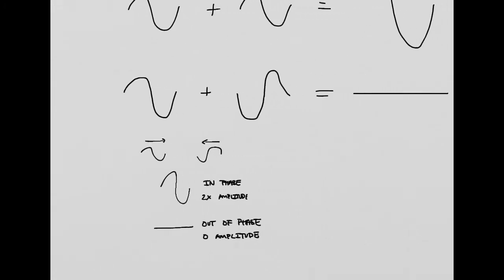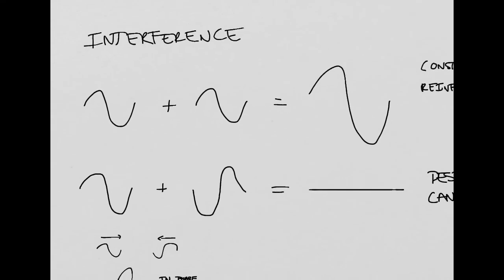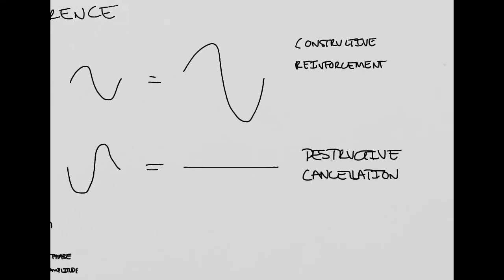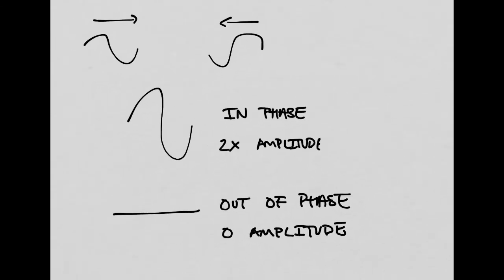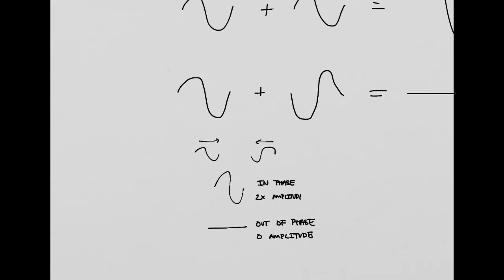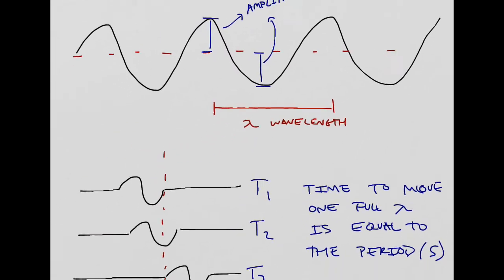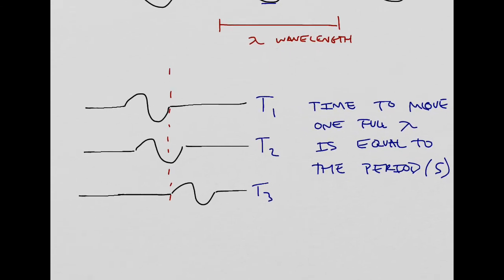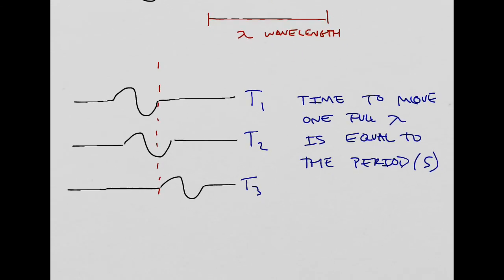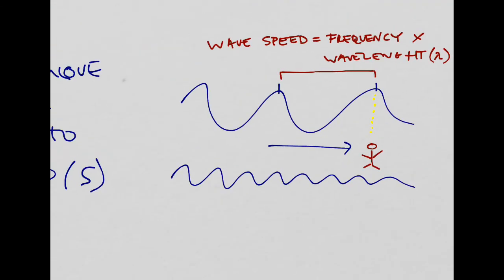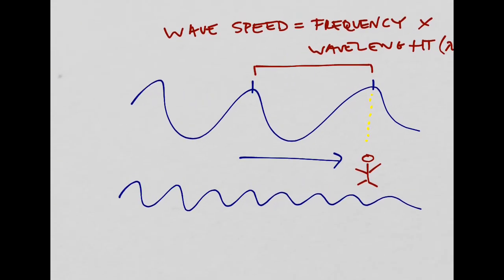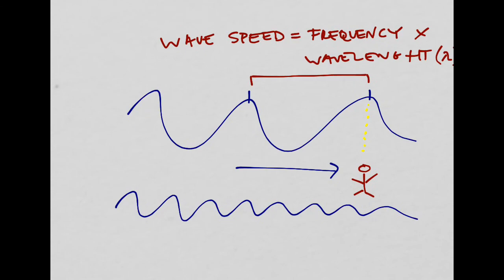Okay, so what we've covered today: interference patterns, constructive and destructive interference patterns, how waves that are arriving in phase result in constructive and waves that are arriving out of phase result in destructive, as well as what it means to have a wavelength. The time to move one full length ahead is equal to the period, and wave speed is dependent on the property of the material, and it can be found by the frequency times the wavelength.